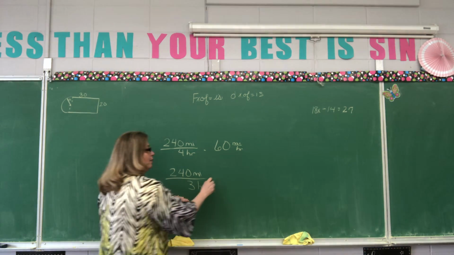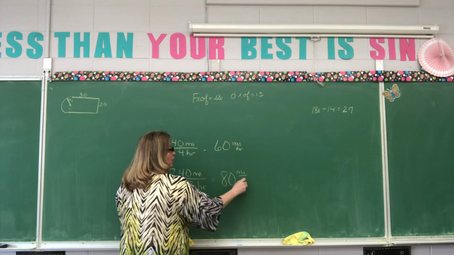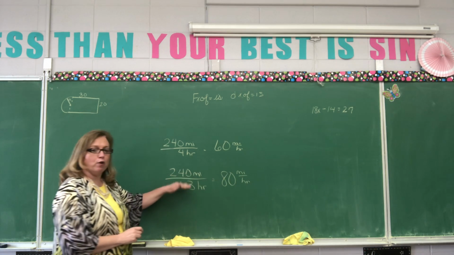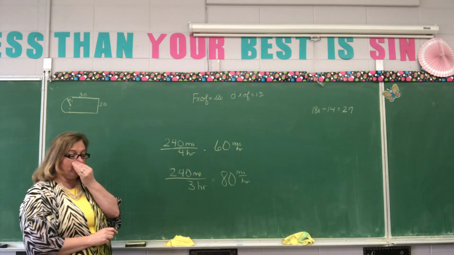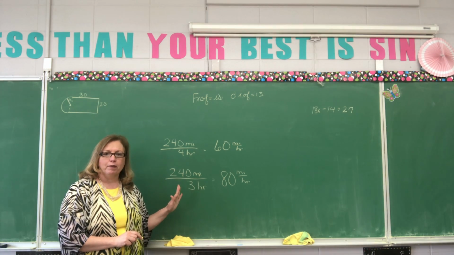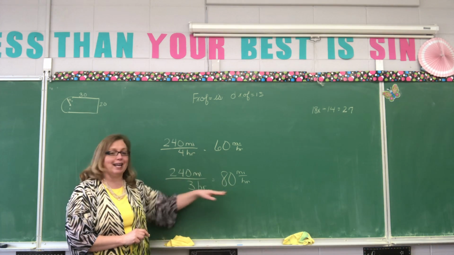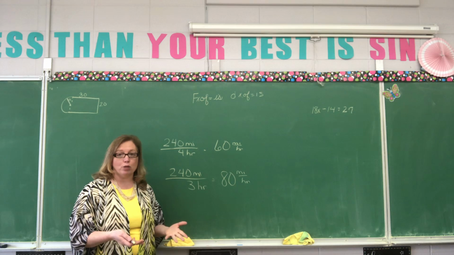He was driving 80 miles per hour because 240 divided by 3 is 80. Now, several of you stopped at this point. Some of you told me the answer was 60 miles per hour. Some of you said, no, the answer is 80 miles an hour. You didn't finish the problem.